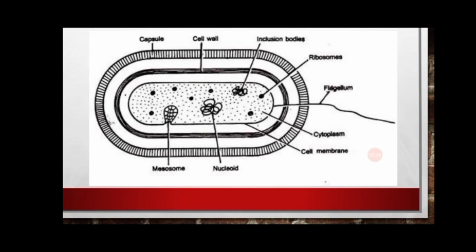One more structure is the flagellum. Flagellum is a thread-like structure which helps the bacteria in movement. So the bacteria which have this flagellum are motile bacteria, and the bacteria which do not have this flagellum are non-motile bacteria. So here we need to remember the outermost is capsule, then cell wall, then cell membrane. Inside the cell membrane we have cytoplasm, right?